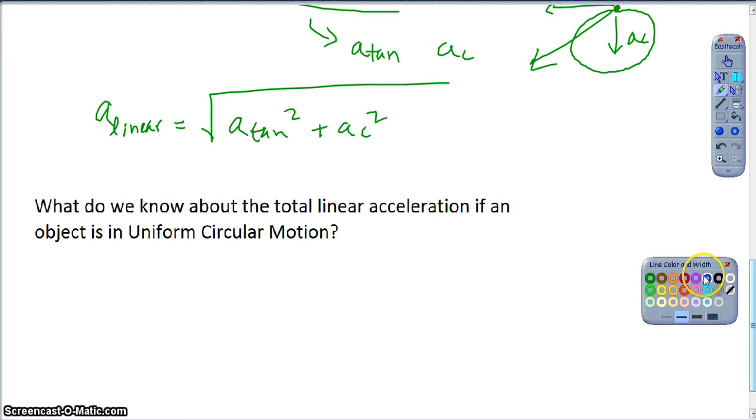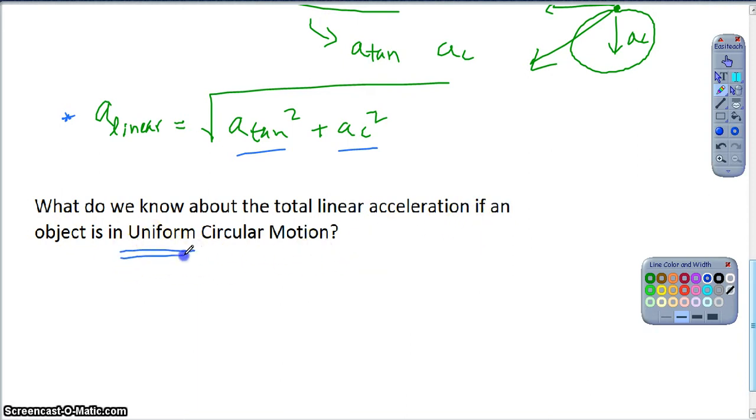Okay, so for part 3 of 6-1 notes, picking up here where we left off. Again, the key concept of finding the total linear acceleration: don't forget you have to find the tangential and the centripetal, and then find the resultant between the two. Alright, so then the final question I threw in down here on the slide: what do we know about the total linear acceleration if an object is in uniform circular motion?